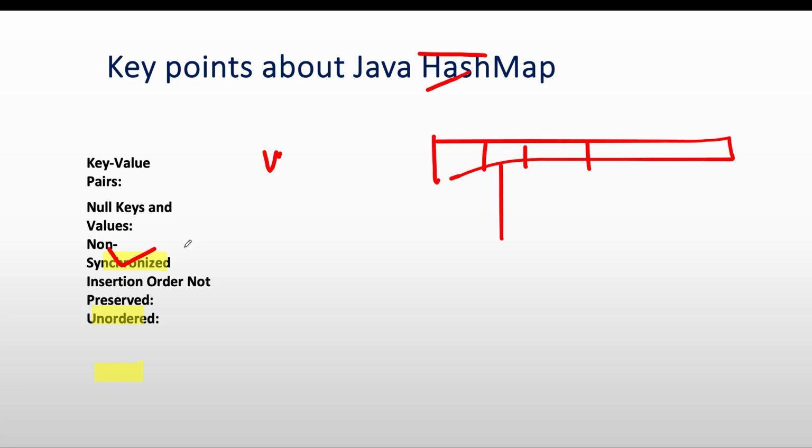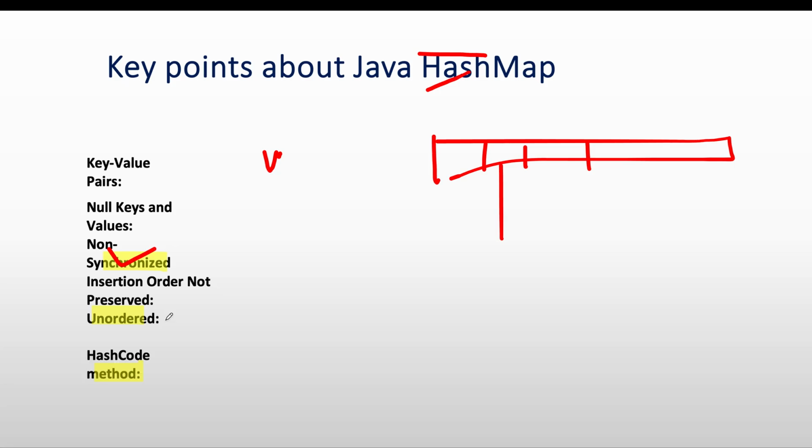Now let's see the next important point about the HashMap: it is unordered. Since it is not maintaining any insertion order, it is not an ordered collection. It means that the elements you insert are not stored either in ascending order or in descending order. It stores them in a random way. So when you get the elements, it does not guarantee that it will give the same elements in the order in which you inserted them.